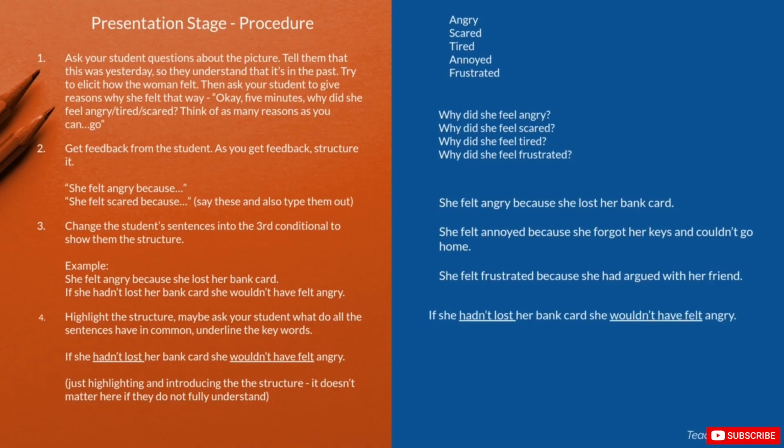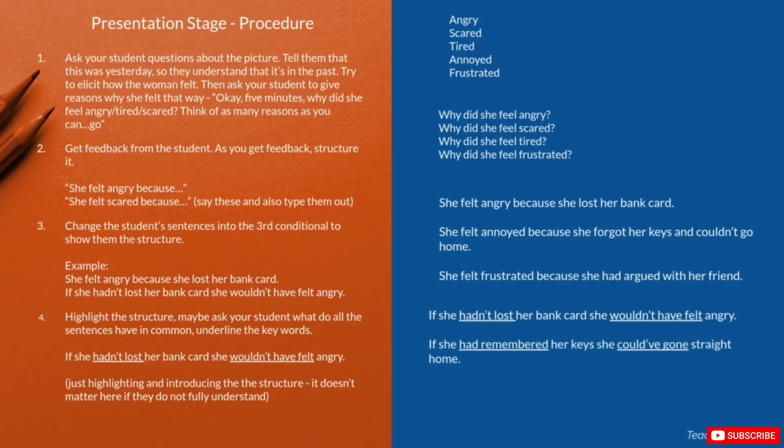If she hadn't lost her bank card, she wouldn't have felt angry. She felt angry because she lost her bank card. If she hadn't lost her bank card, she wouldn't have felt angry. And you see, as I'm reading that, I'm just trying to highlight those key parts of the structure, the hadn't lost and wouldn't have. I'm just stressing these. I've also underlined them so the student can see that these two parts of the sentence are important. Do the same with the next one.